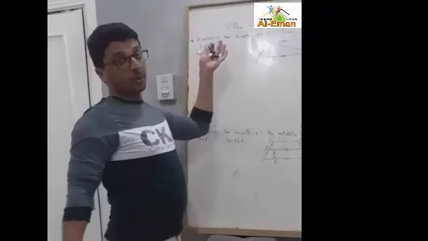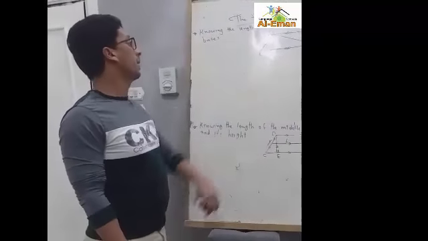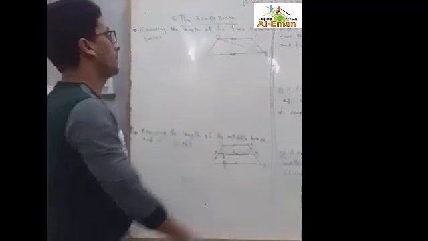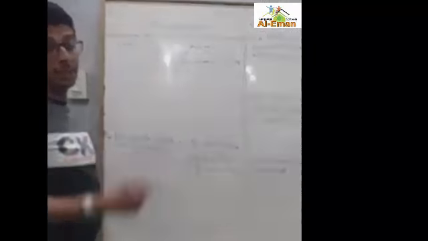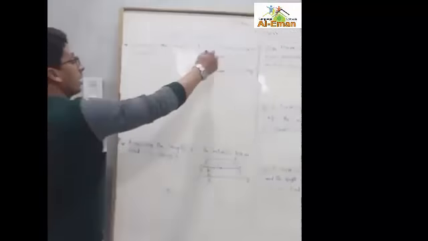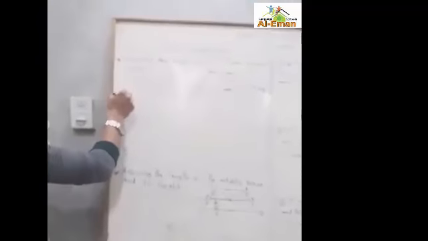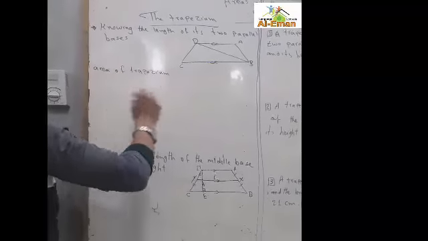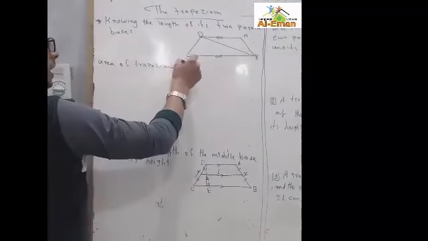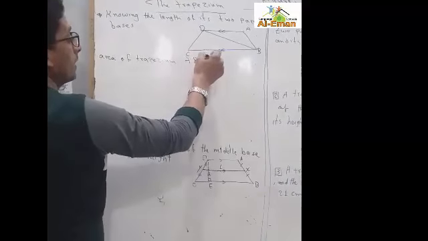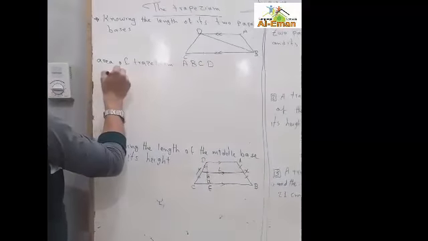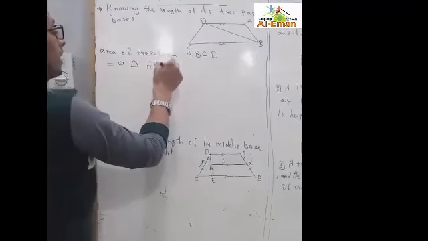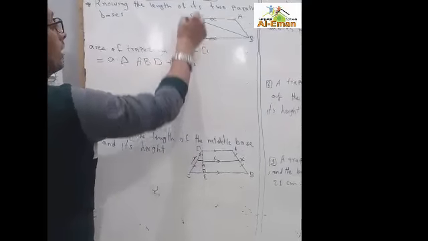Let's have some exercise about the lesson here about the trapezium. As we explained before, knowing the length of its two parallel bases, AD parallel to BC, the area of the trapezium ABCD equals the area of triangle ABD plus the area of triangle DBC.